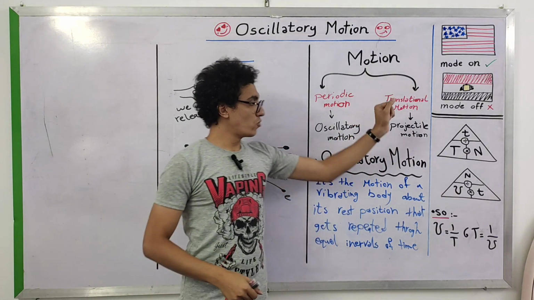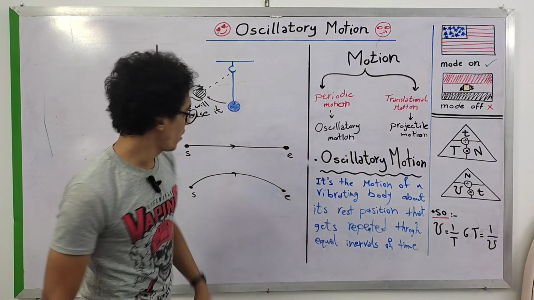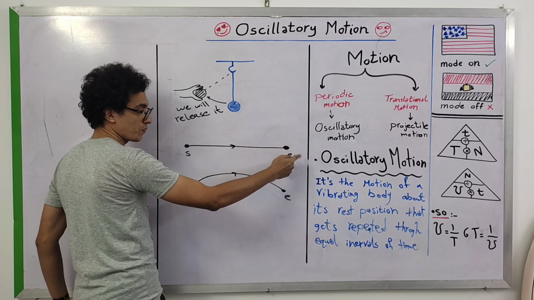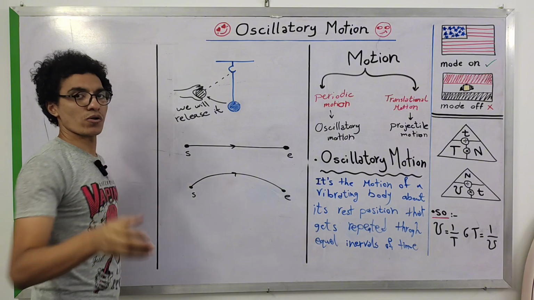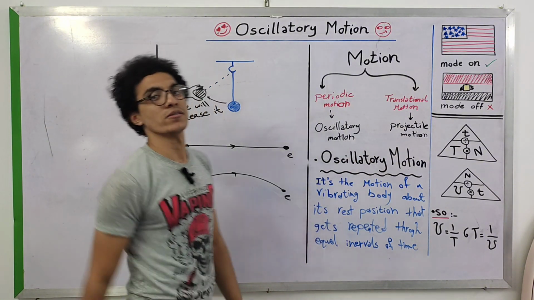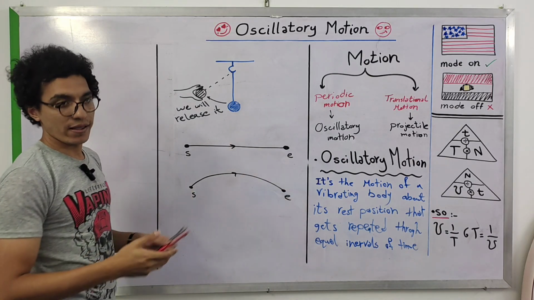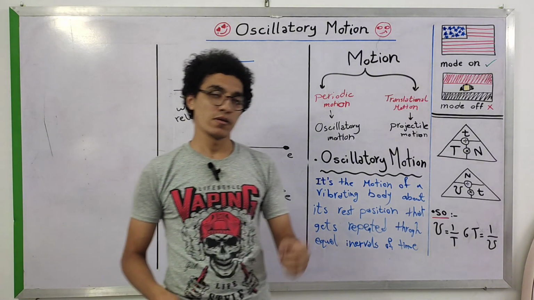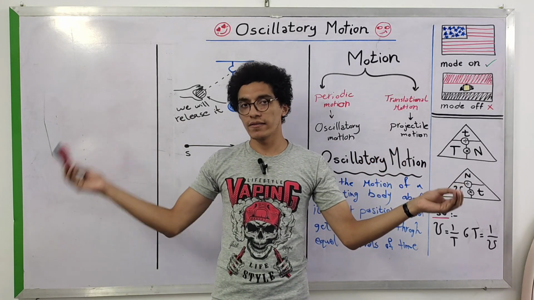Translational motion is defined as a motion between two specific points. Look at this example. This is the start point of motion, and this is the end point of motion. If I go from here to there in a straight line, this is called translational motion. So it is defined by two specific points. Even if I go in a curved path, it is called translational motion too, because we know we have a starting point and an ending point.